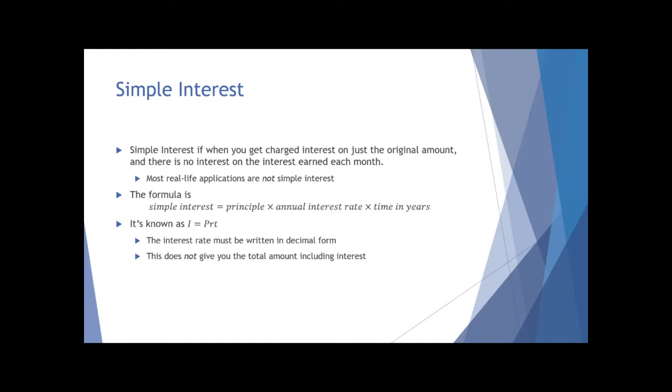In order to use this formula, the interest rate, the R, has to be written in decimal form. So you have to divide it by 100 in order to use it correctly in this formula. The other thing is this is only telling you how much interest you got. It does not tell you the total with the interest. So if you're wondering how much you have in a bank account, this will not tell you that. It just tells you how much interest you earned. You then have to add it back into what you started with to find the total amount.